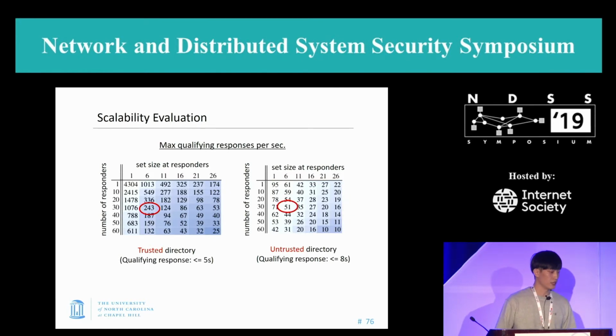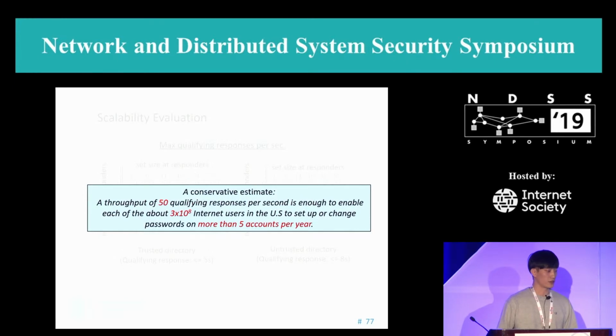As we can see here, the maximum qualifying response rate in the untrusted directory case is much smaller since Tor is enabled. However, as a conservative estimate shows, a throughput of 50 qualifying responses per second offered by our prototype system is enough to enable about 300 million internet users in the US to set up or change passwords on more than 5 accounts per year.